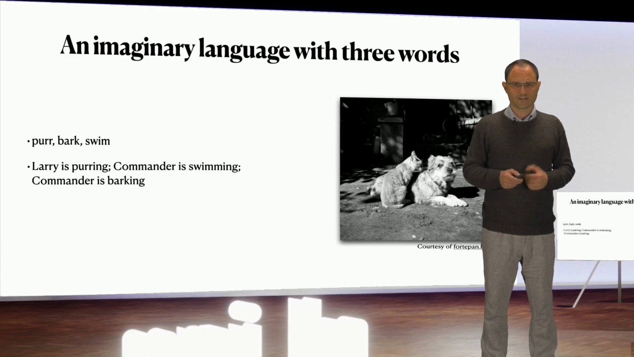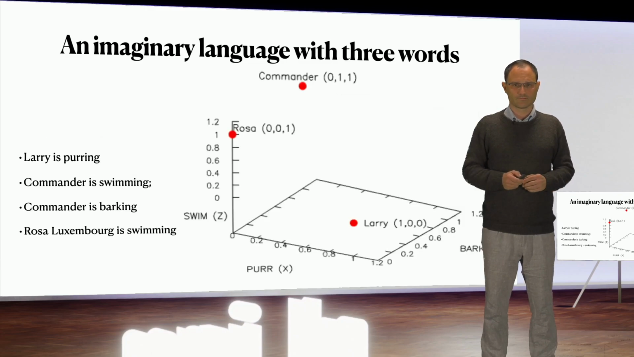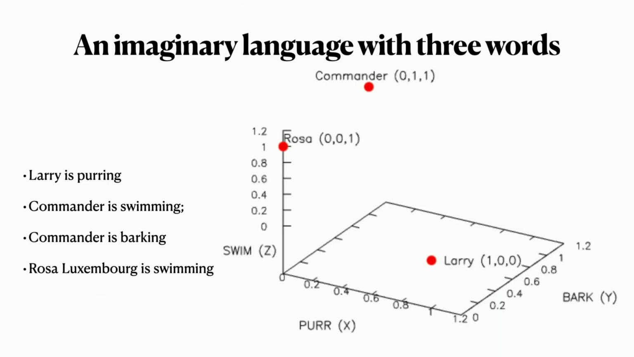You can visualize their meaning as follows. We can imagine the imaginary language as a simple three-dimensional space. The three words are the dimensions. So on the plot you can see three axes corresponding to the three verbs. Notice that Larry and Commander are different points in this space.